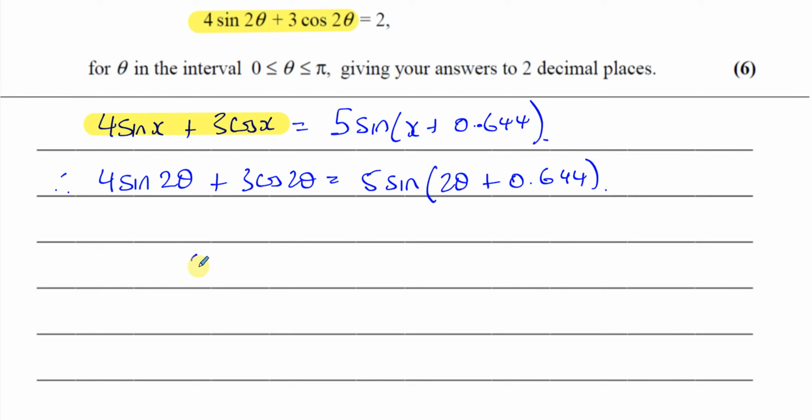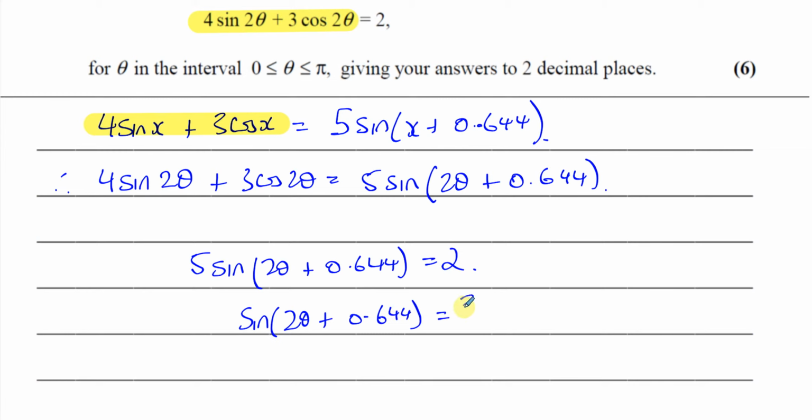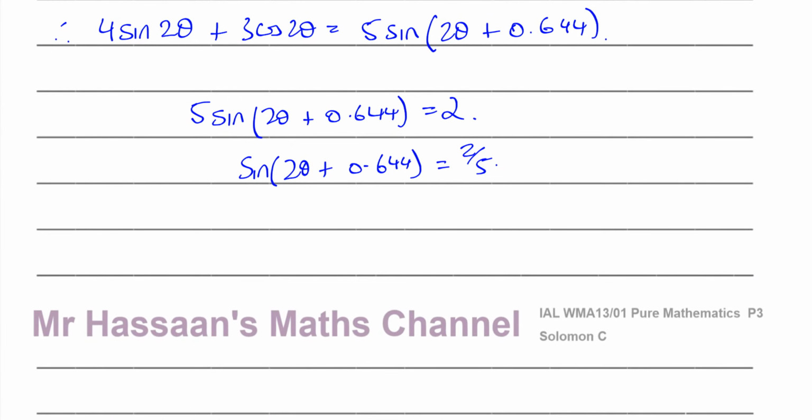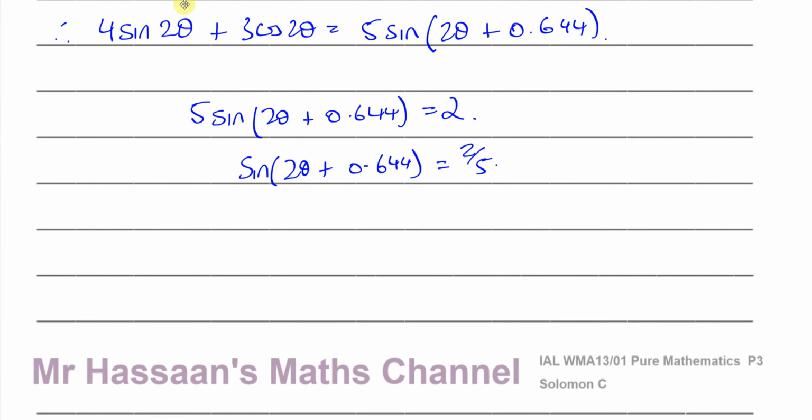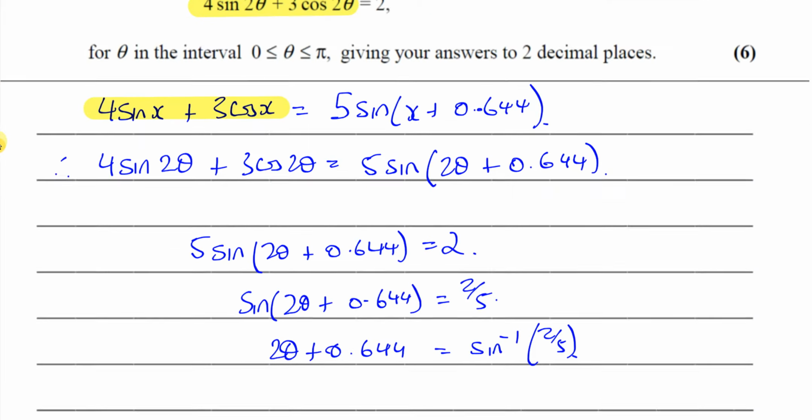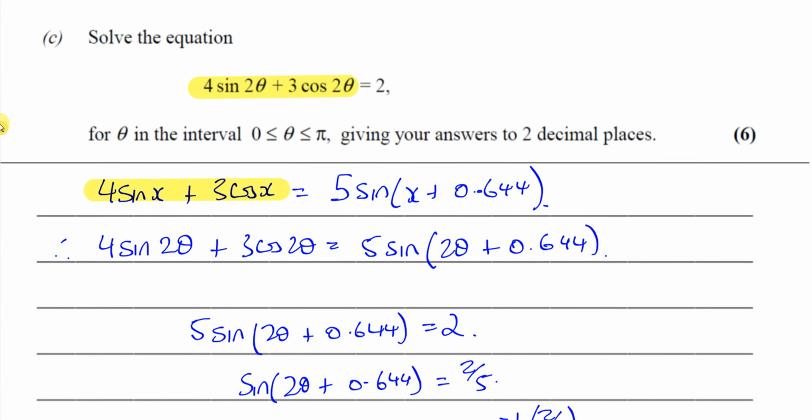So now we can say that this is equal to 2. So we can now say that 5 times the sine of 2 theta plus 0.644 must be equal to 2. So we can say the sine of 2 theta plus 0.644 is equal to 2 over 5. Okay, now we can find the inverse sine of 2/5 and we can solve the problem. So let's find the inverse sine of 2/5. So we have 2 theta plus 0.644 equals the inverse sine of 2/5. Okay, and again, of course, we have to be in radian mode here. Okay, from 0 to pi, we have to solve it.